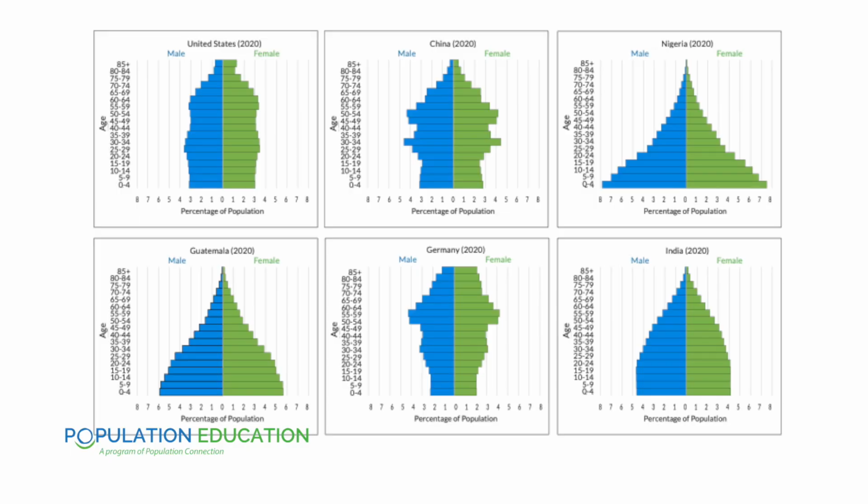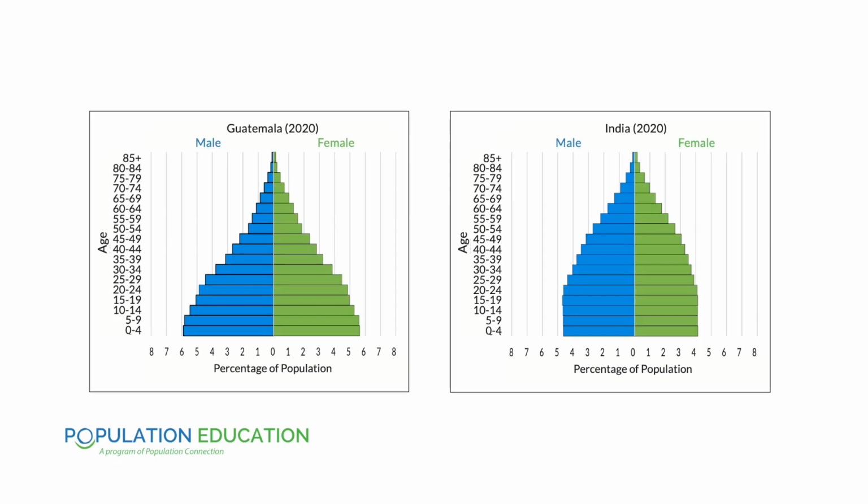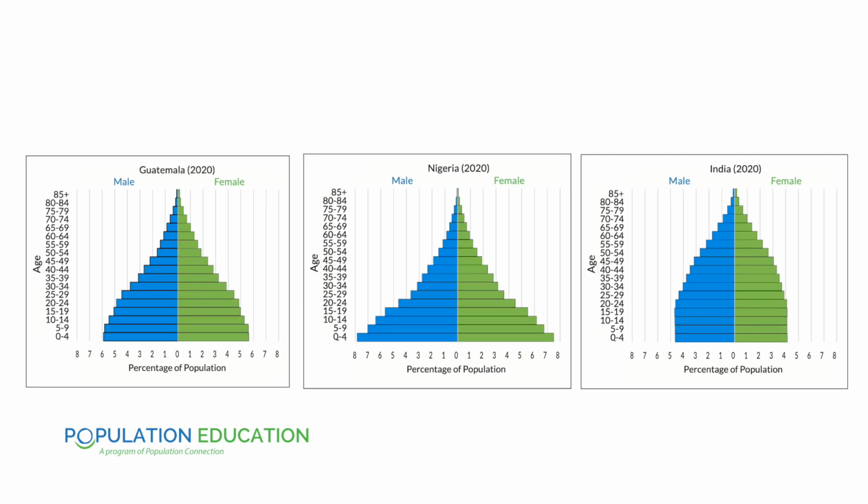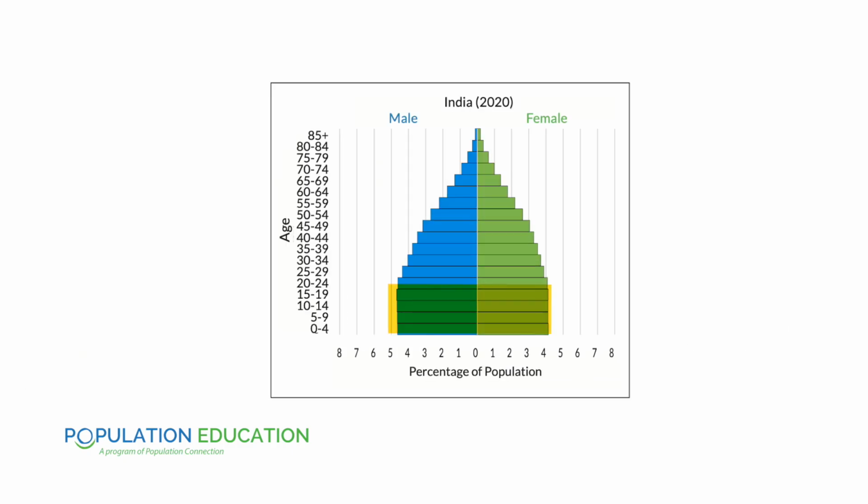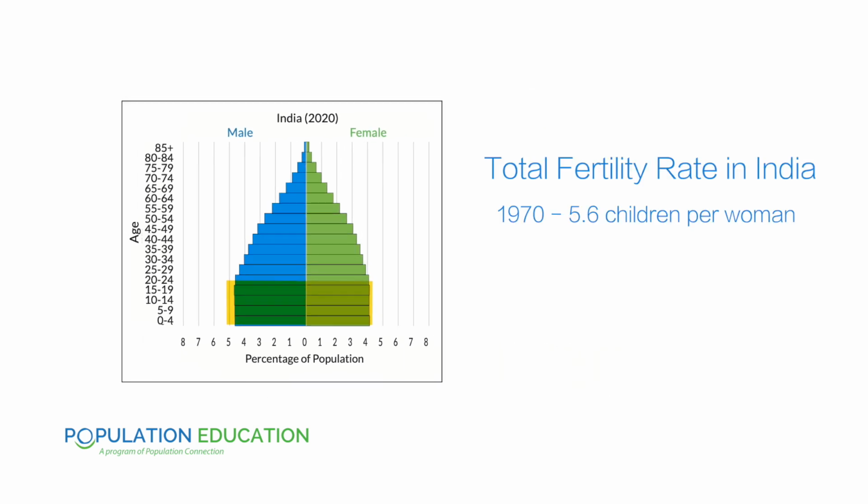Guatemala and India are also interesting to observe here because, just like Nigeria, they have that triangular shape. However, the base of Nigeria's pyramid is wider than that of Guatemala or India. We can also tell that of these three countries, India has the slowest population growth rate because its base is narrowest. In fact, the base of India's population pyramid is rectangular, which shows that their population growth rate is slowing. In 1970, India's total fertility rate was about 5.6, and today it is a little over 2.